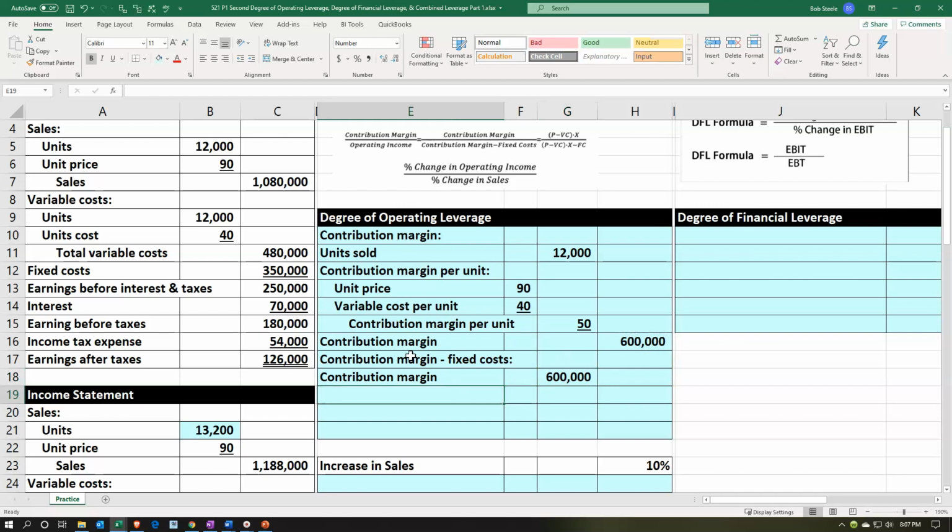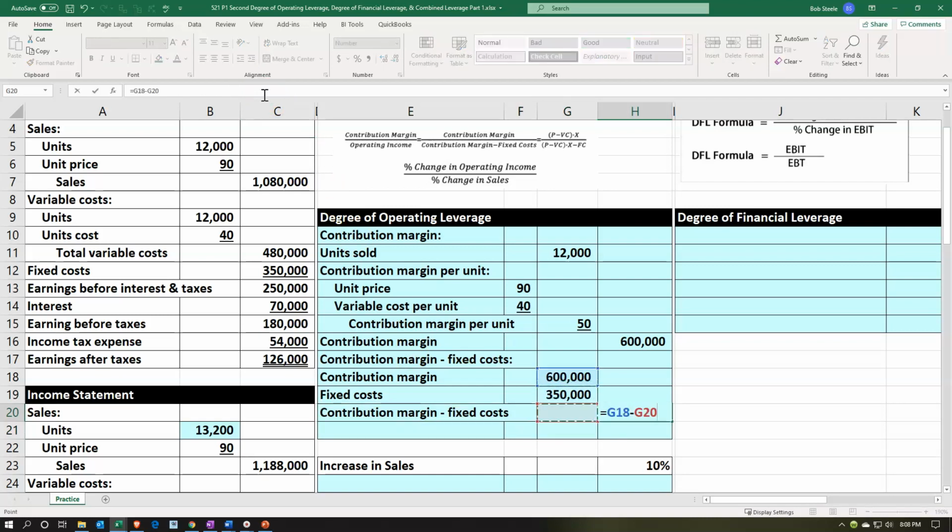And then I'm going to subtract out the fixed costs. Fixed costs is going to be equal to the 350,000, and that's going to give us the contribution margin minus fixed costs. I'm going to get rid of the colon here. So there we have it, and we'll subtract this out. This is going to be equal to the 600 minus the 350. That's going to give us the 250. That, of course, lines up to the 250 here because, once again, that's basically operating income.